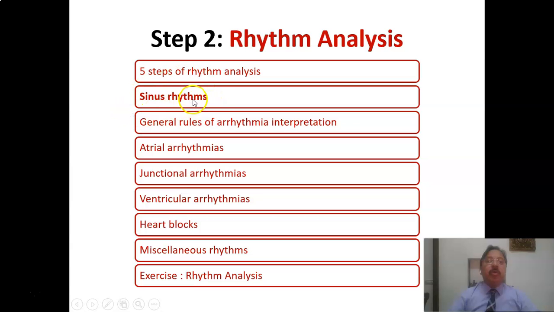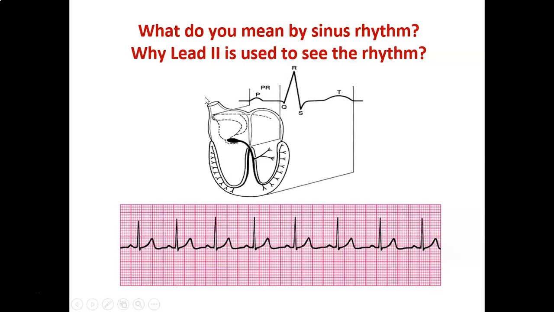Now let's review the sinus rhythms. What do you mean by a sinus rhythm? Sinus rhythm means any rhythm that originates from the sinus node, the SA node. The SA node is the normal pacemaker of the heart, and this controls all the electrical events in the heart. So in a normal person, in normal conditions, the rhythm always originates from the sinus node.